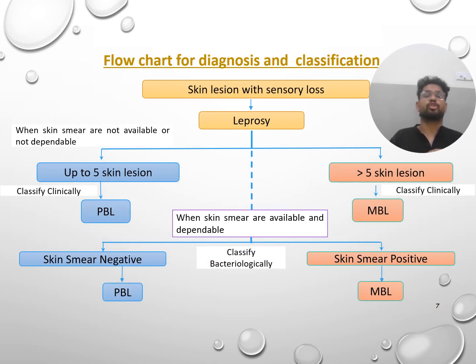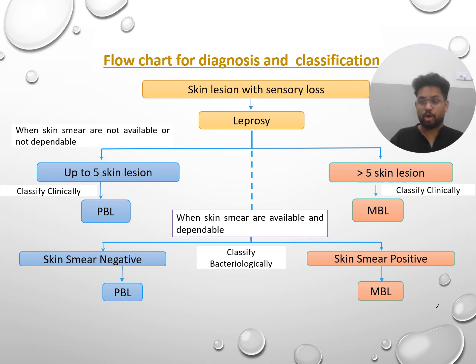Now moving on to the flowchart for diagnosis and classification. A skin lesion with sensory loss, so you think about leprosy. Then you may do a skin smear test. You check how many areas have skin lesions with sensory loss, and then the skin smear test. If the skin lesions are 5 or fewer, we think of it as paucibacillary, and with more than 5 skin lesions we think of it as multibacillary, on clinical classification.